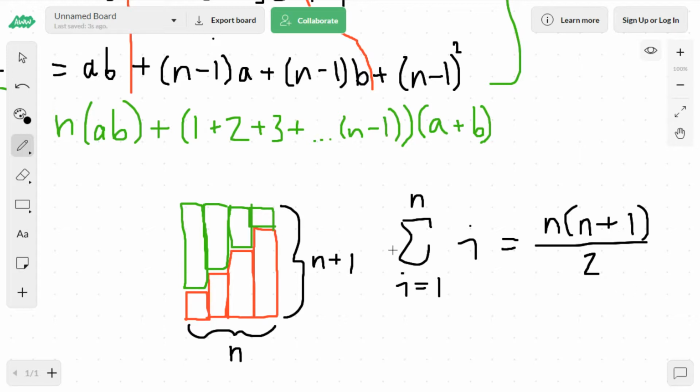Now, what if we wanted the sum going not from 1 to n, but from 1 to n minus 1? Well, basically just replace the n's with n minus 1's, right?